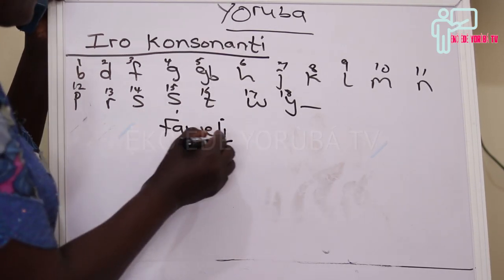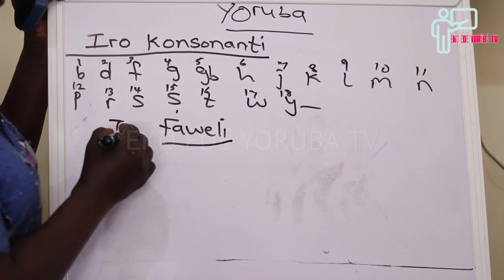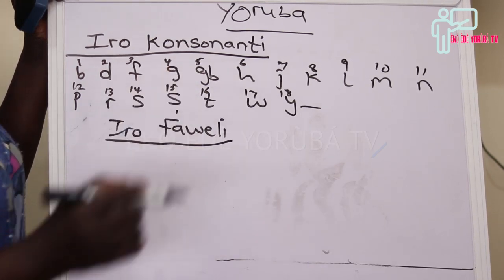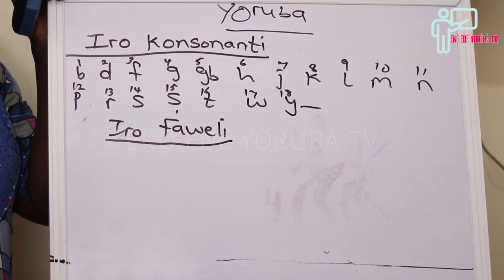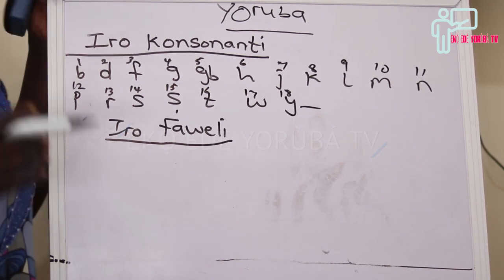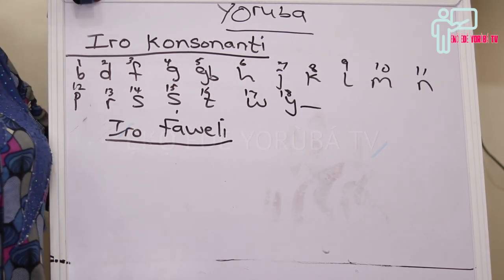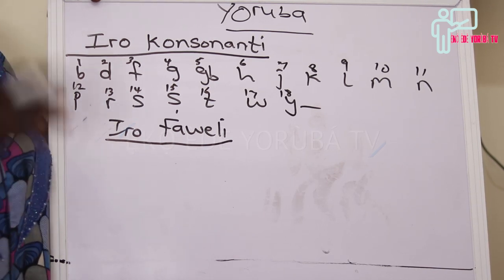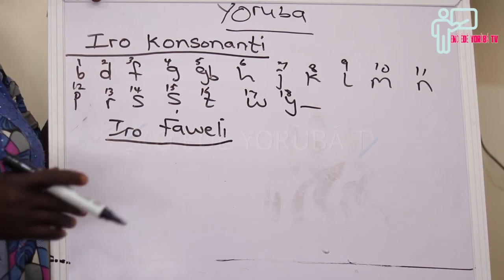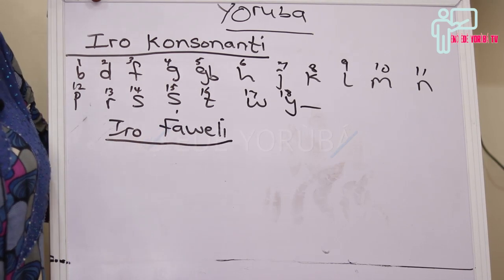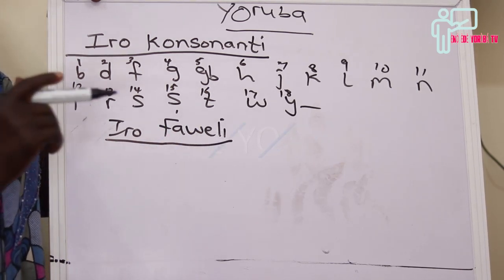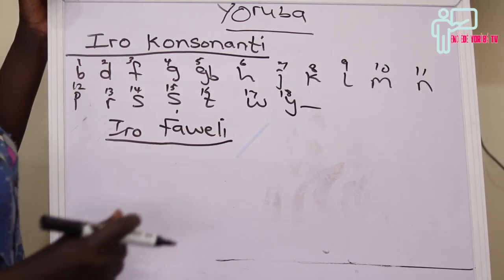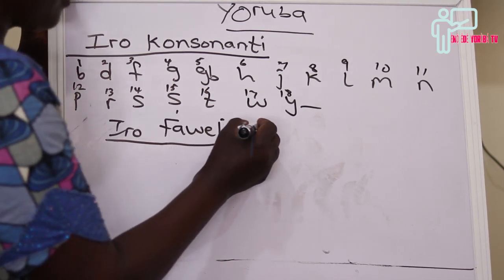Faweli. Iro Faweli. We call it vowels, but it's different in Yoruba. The vowel in Yoruba is divided into two. A máa pín sí ọ̀nà méjì. Ọ̀nà méjì ni ó pín sí.